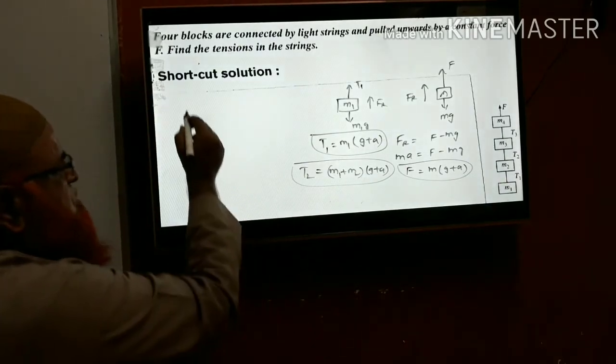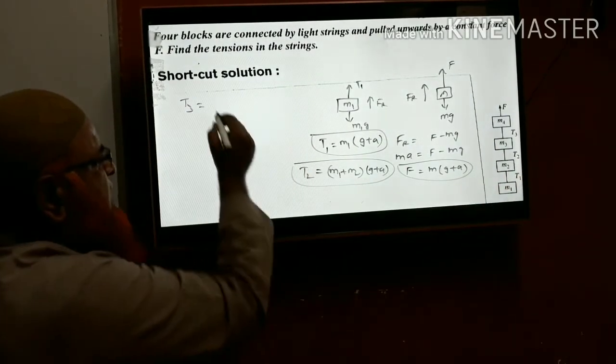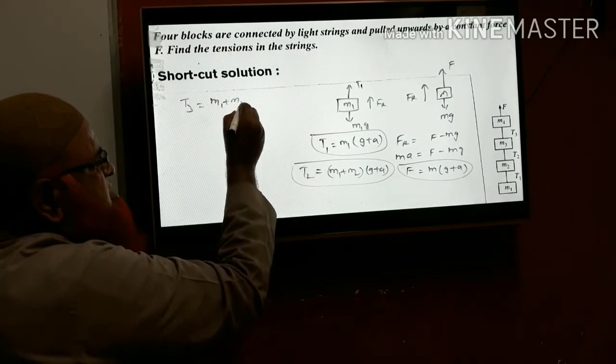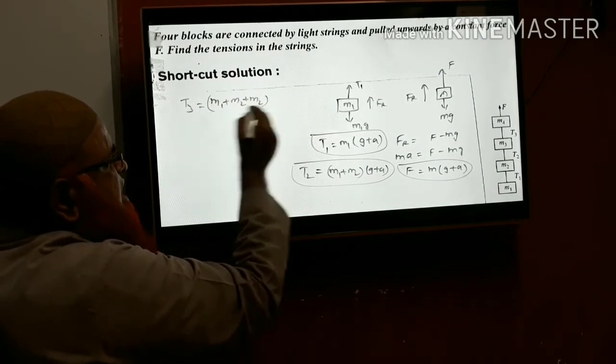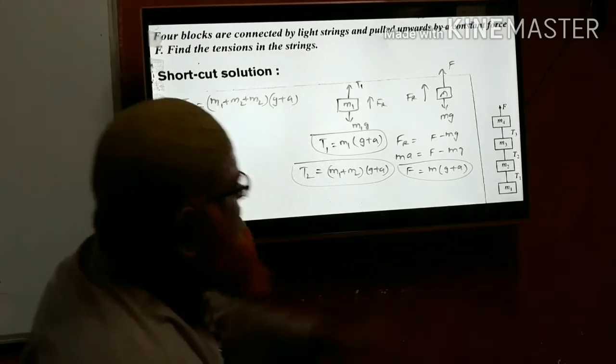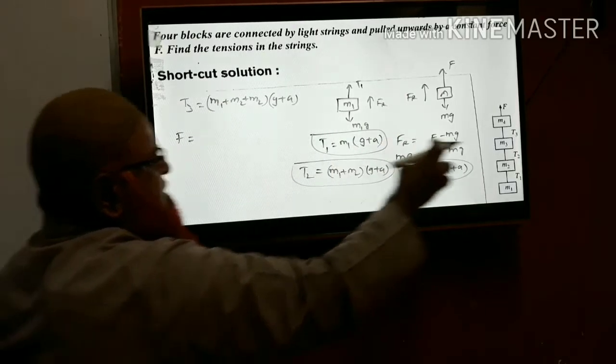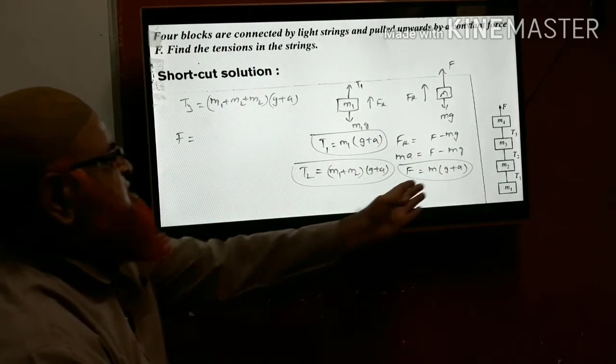Then how will you find out tension T3 here? Tension T3 can be found by adding these three masses, m1 plus m2 plus m3, into g plus a. It's a very simple shortcut here. So you can find out what is the net force acting on the upper block.